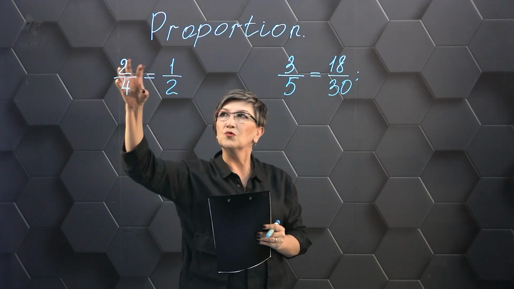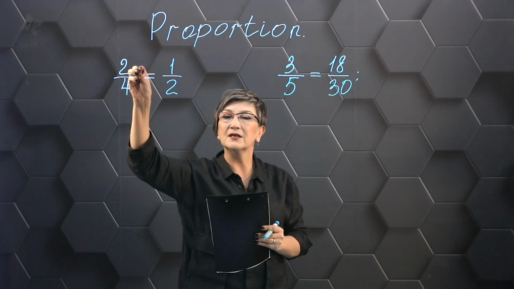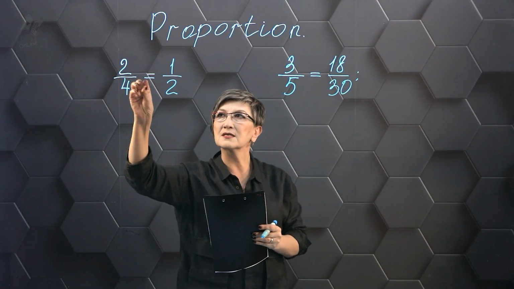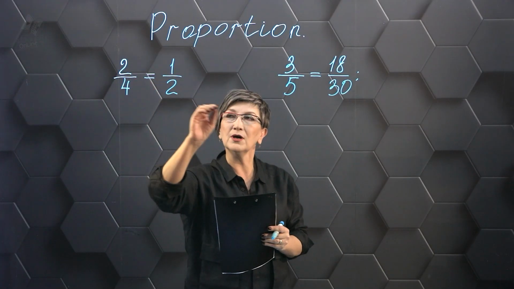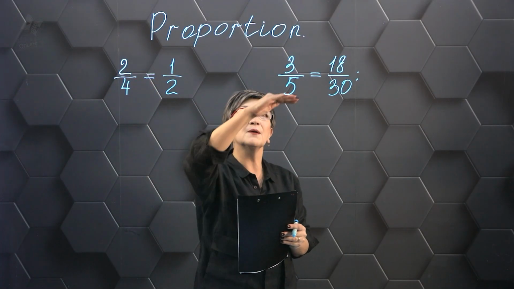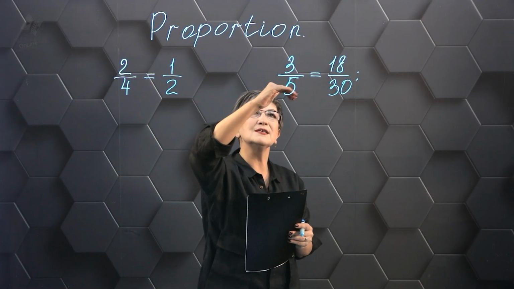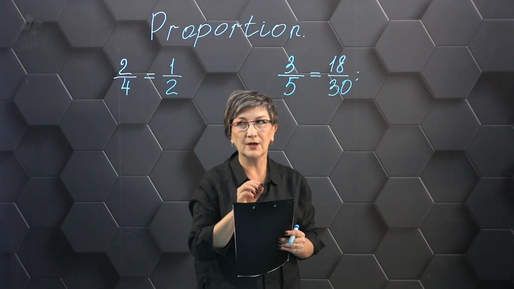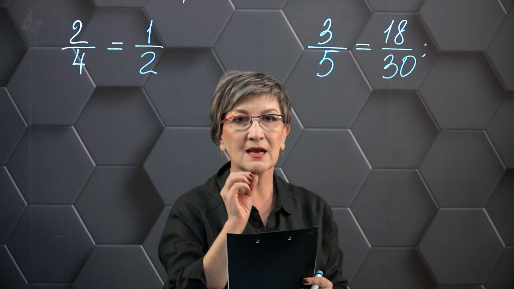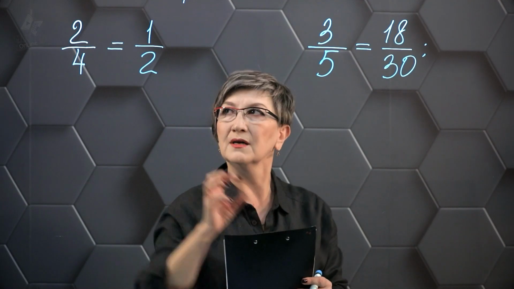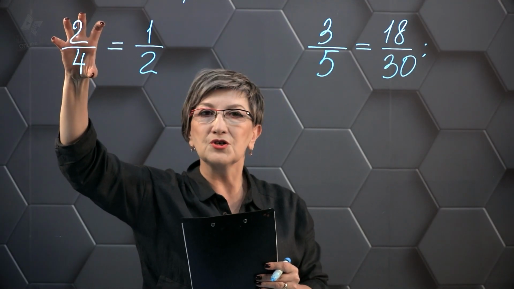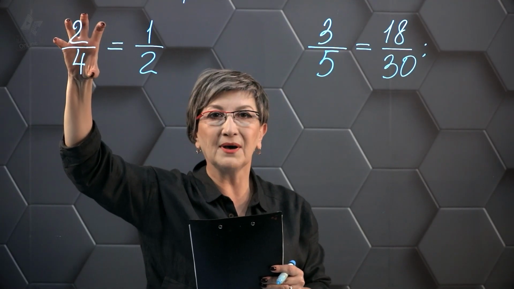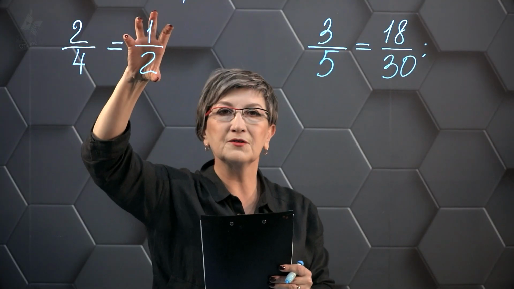Now I can reduce the fraction. To do this, we need to divide the numerator and denominator by the same number. Or if we need to, we can multiply the numerator and denominator by the same number. And in doing so, equality is preserved. 2/4 is half. 1/2 is also half.